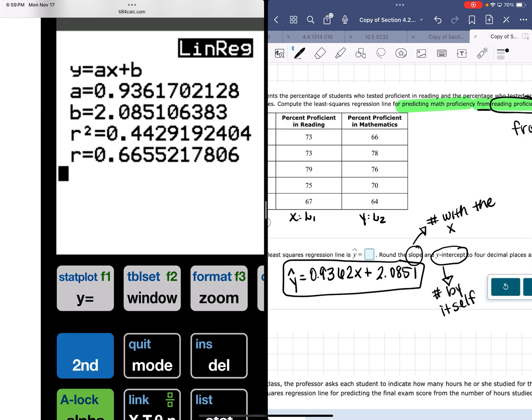Now, you're going to enter that in your homework, and it may come back and tell you, it won't count it wrong, but it may come back and tell you that you could have written it as 2.0851 plus 0.9362x. The same number is still with x, the same number is still by itself, it just switched places, okay?